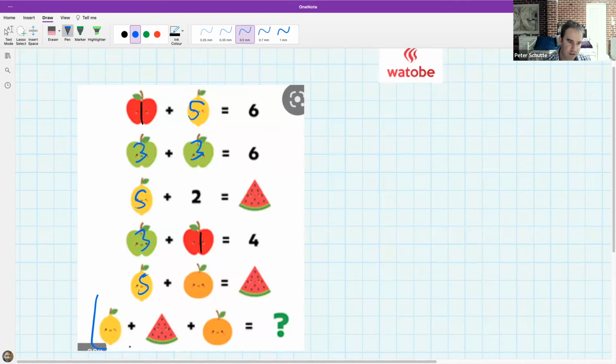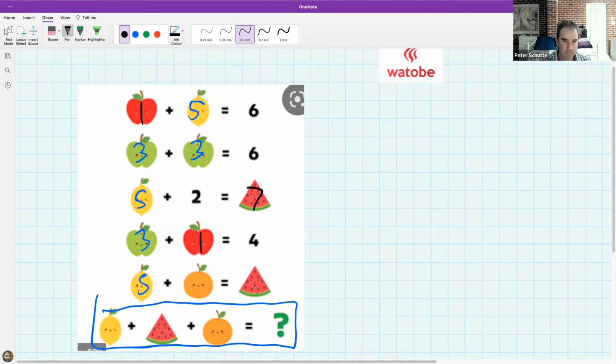And then I want to know, what is the final thing going to be? Dawn has given a hint on the watermelon. Let's see if I agree with Dawn. Dawn, I agree with you. That's 7. And Dile has helped us out with the orange. So that's 2. And so what is my final answer going to be, guys?